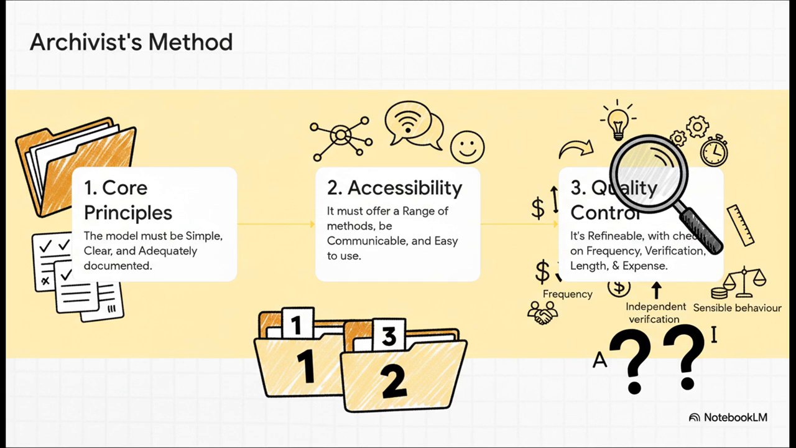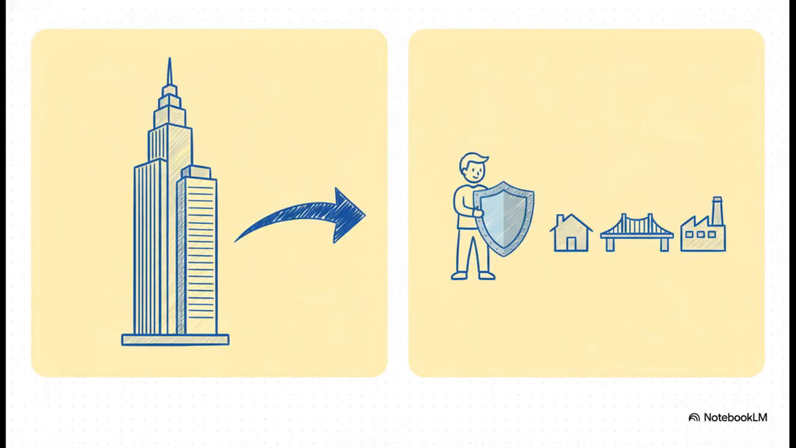What was A and I? Exactly. Adequately documented and independent verification. So, we've got our blueprint all sorted out, thanks to scarcer files. Our model design is clear and accessible.